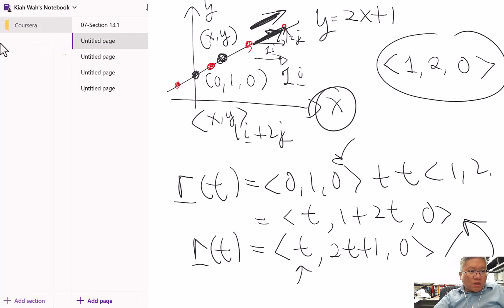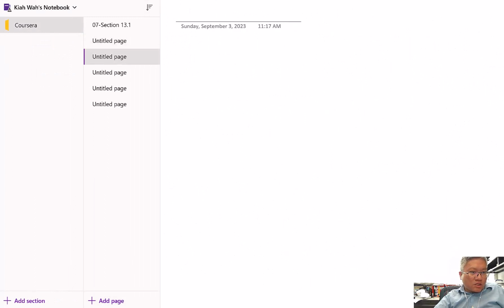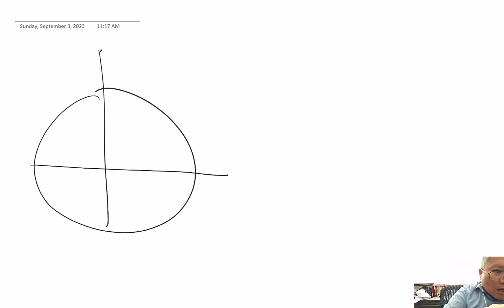Now let's do something a little bit more complicated, because we need this idea. This is one of the ideas that we'll be using a lot. Okay, so now let's say I have a circle.